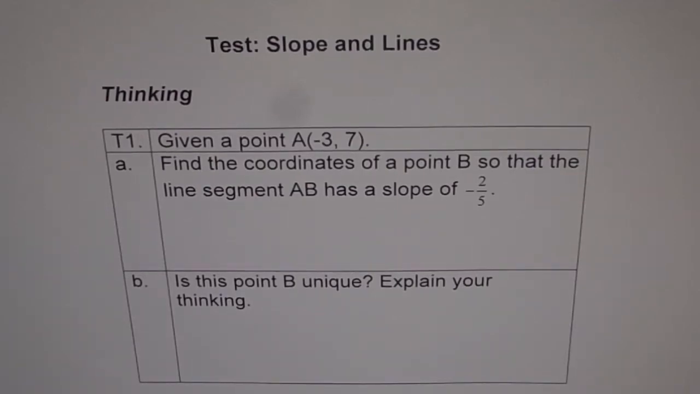Here is a thinking question on slope and lines. It is very interesting and it gives you the concept. Thinking question 1. Given a point A (-3, 7), find the coordinates of a point B so that the line segment AB has a slope of -2/5. Make a note of this question, try to solve it.